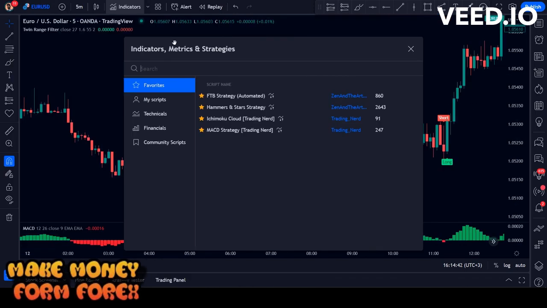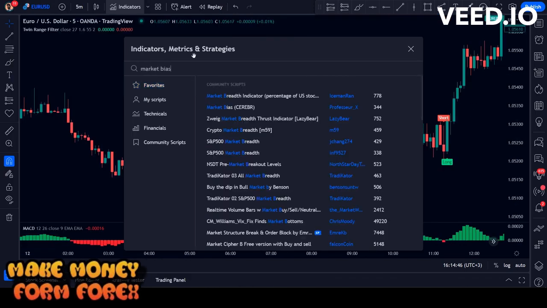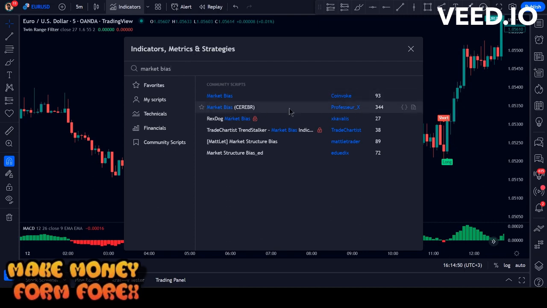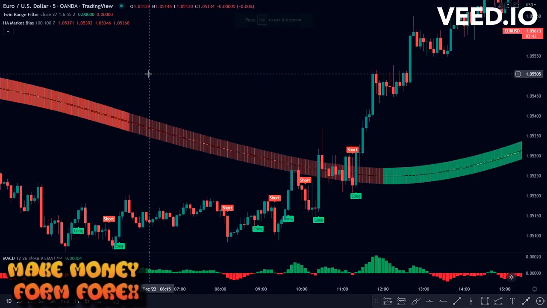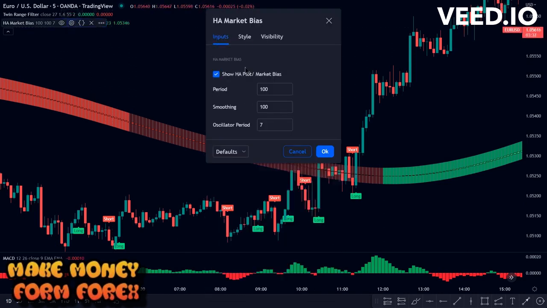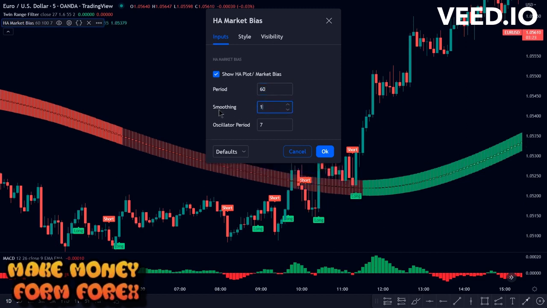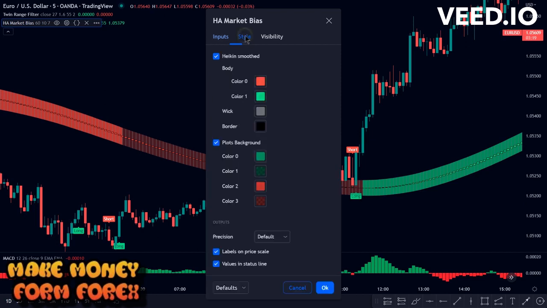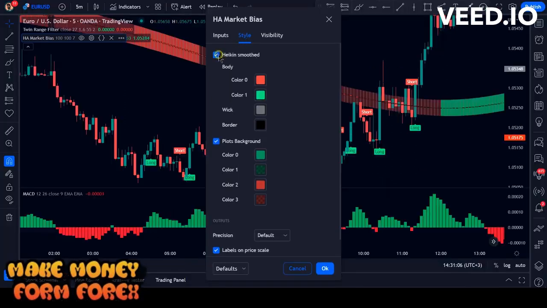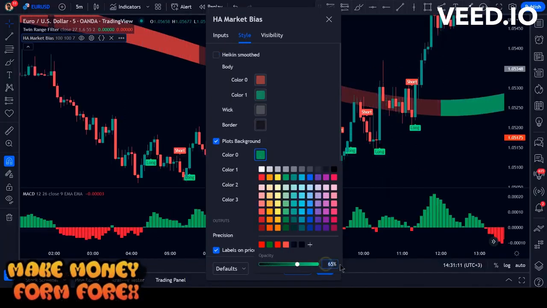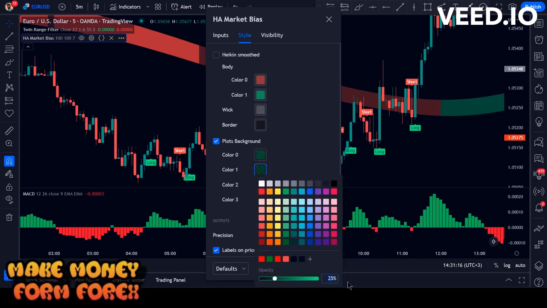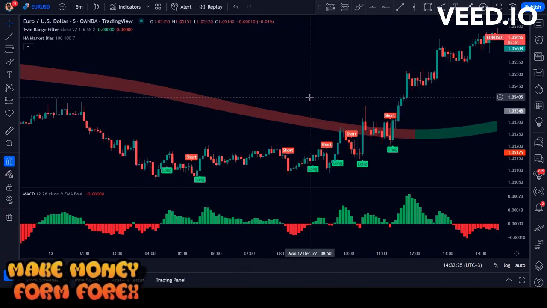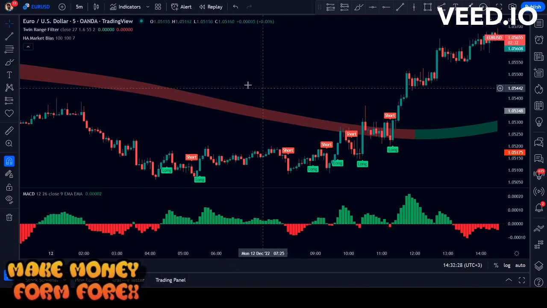Last but not least, our third indicator is called market bias. Click on this one by Professor X. Again, we're going to access this indicator's settings by clicking right here. On the inputs tab, change the period to 60 and then change the smoothing to 10. Head over to the style tab and uncheck this option right here. Then on the plot's background, click on each color and change the opacity to 30. Then click OK.